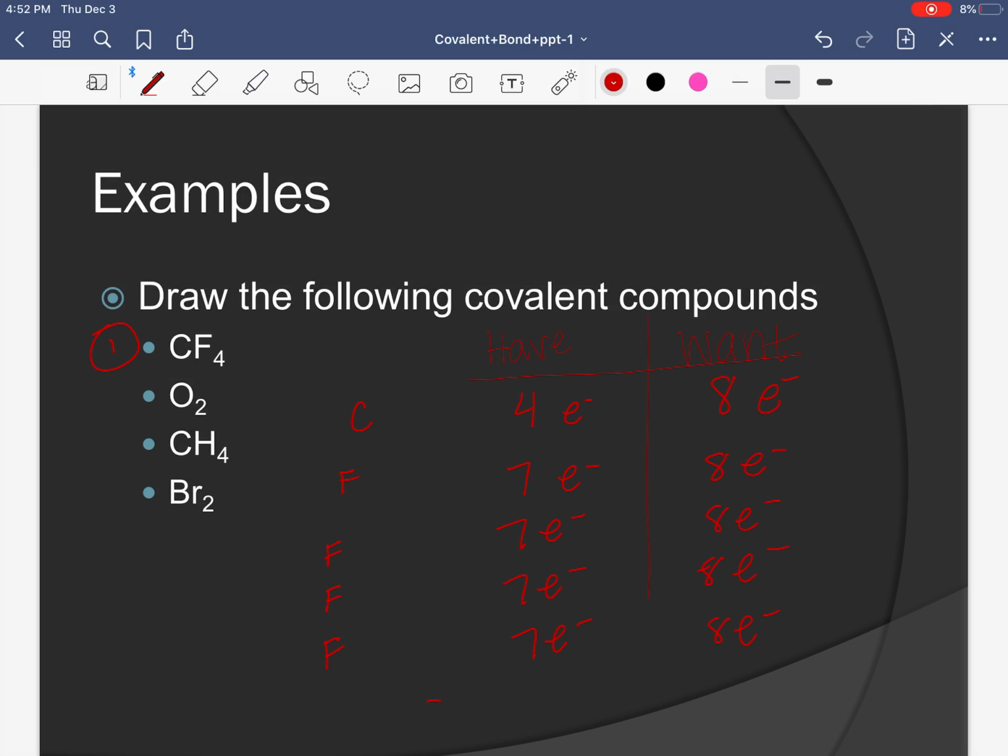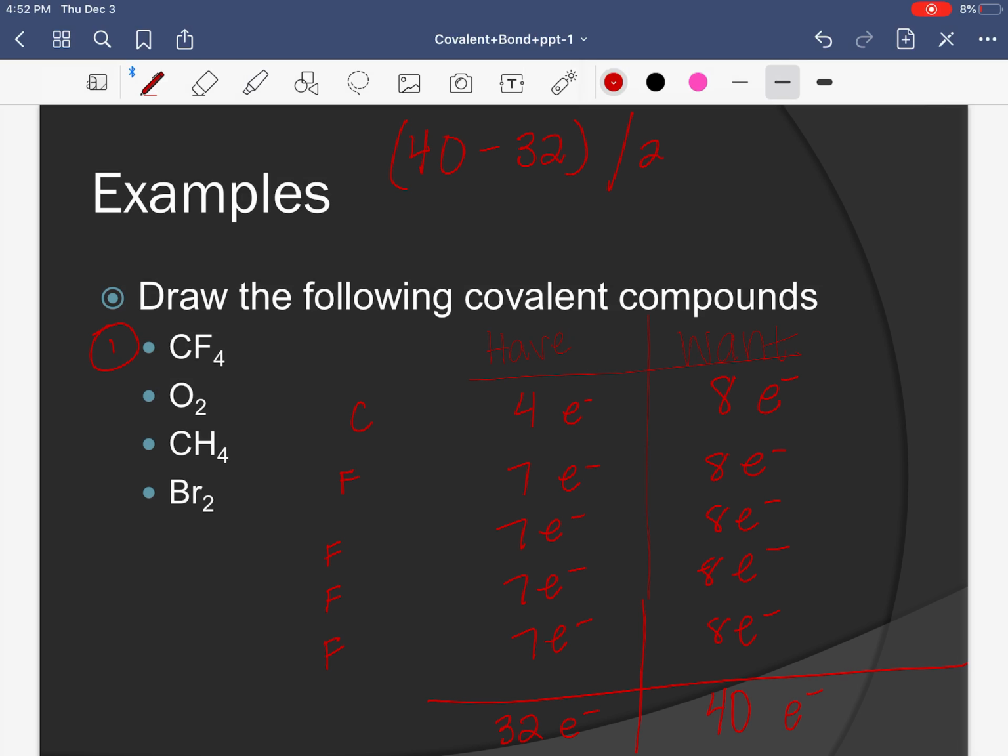Okay, then we're going to add this all up. 7 times 4 is 28, plus 4 is going to give me 32 valence electrons. I have 32 valence electrons in CF4. I want to have 40 valence electrons in CF4. So I'm going to take my 40, what I want, and subtract what I have from it. So 32.